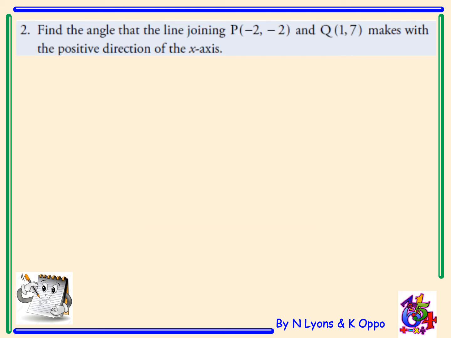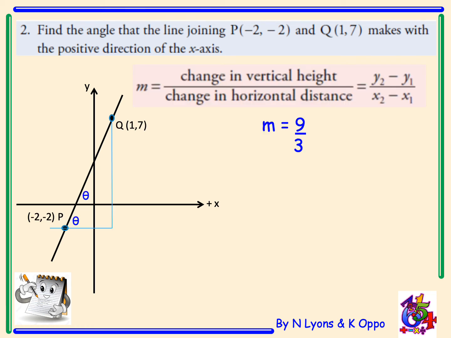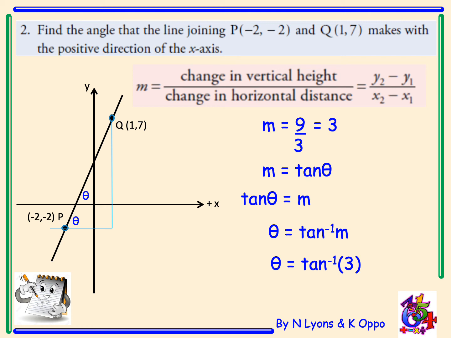Example 2. Find the angle that the line joining the point P, -2, -2, and point Q, 1, 7, makes with the positive direction of the x-axis. So gradient equals 9 over 3, which can be simplified to the gradient equals 3. Remember the equation m equals tan theta? Now we have to rearrange that. So in this case, tan theta equals the gradient m. So theta equals the inverse tan of the gradient m. So theta equals tan to the -1 of 3, and using your calculator, theta equals 71.6 degrees.